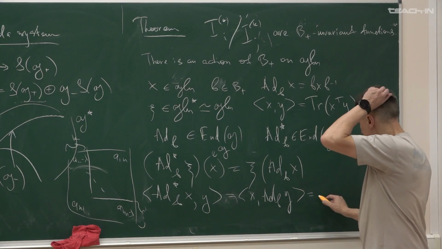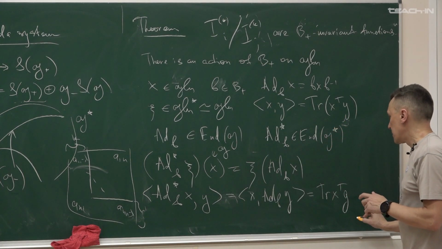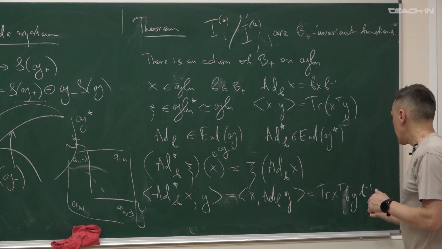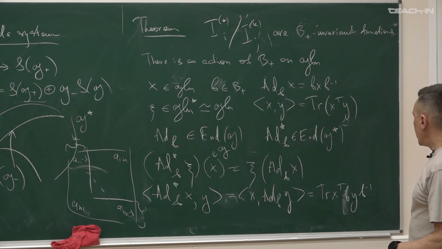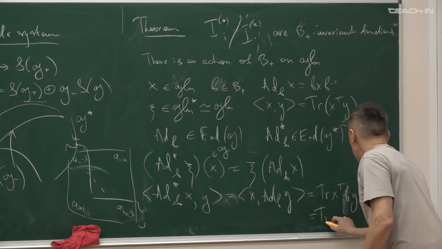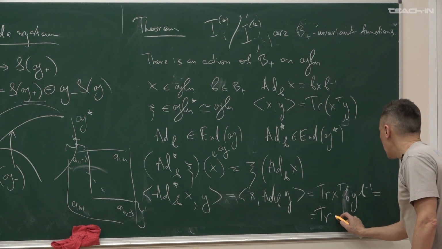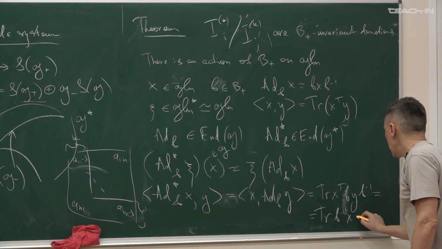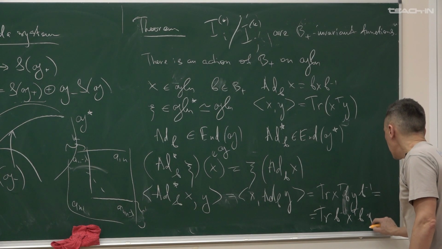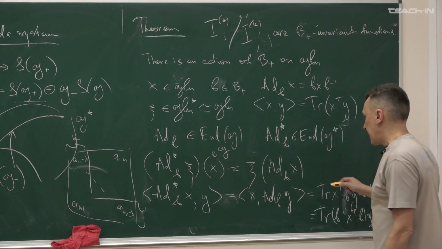And now it has the trace of X transposed B, Y, B minus 1. And it is the same as, by transposition, the trace of B minus 1 X transposed B Y. You see?